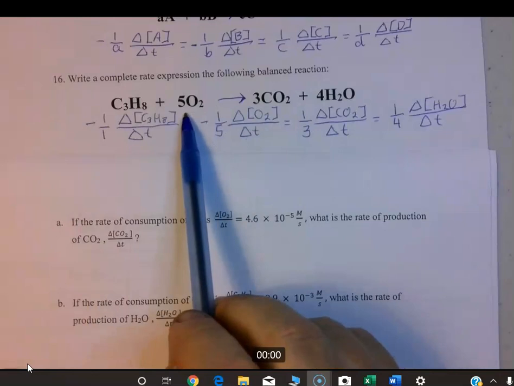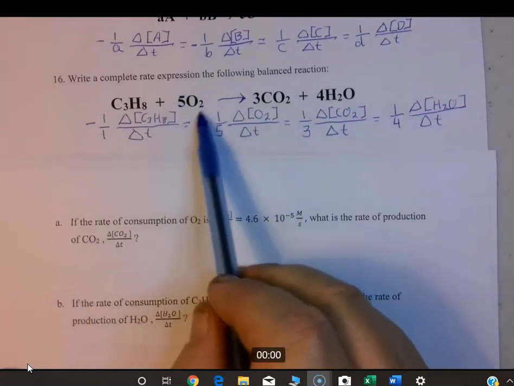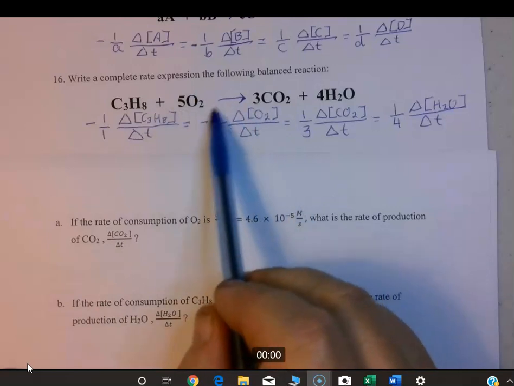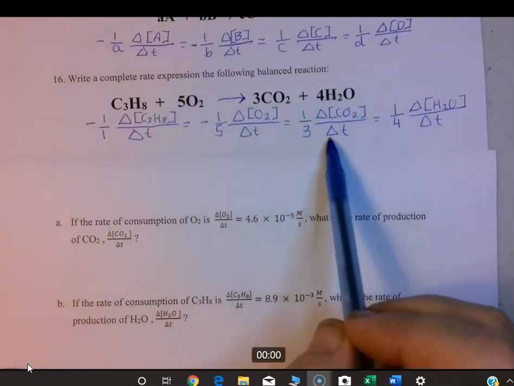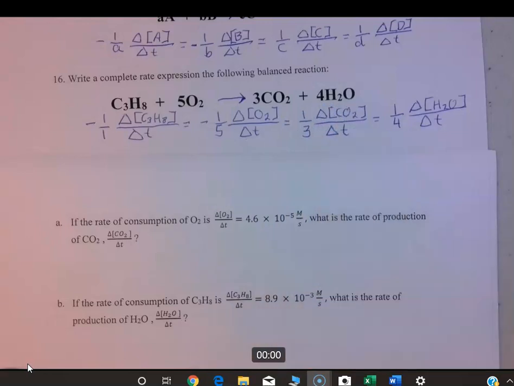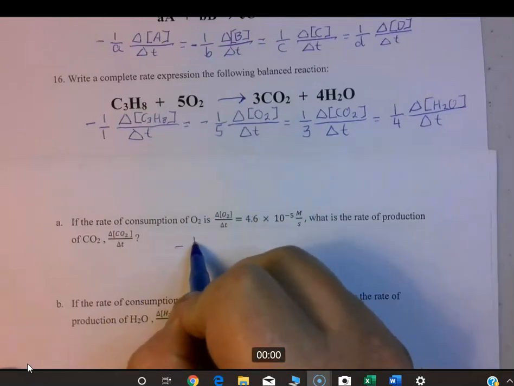So oxygen is on the reactant side, CO2 is on the product side. And so it wants to know what's the rate of production of this. So we only need to use these 2 terms, the oxygen term, this one right here, and the CO2 term, this one right here. So what we're going to do is we come down here and we take this term, so it's negative 1/5.